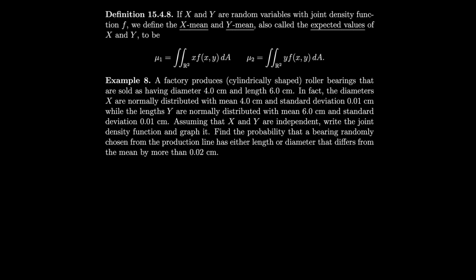A factory produces cylindrically shaped roller bearings that are sold as having a diameter of 4 centimeters and length 6 centimeters. In fact, the diameters x are normally distributed with mean 4 centimeters and standard deviation 0.01 centimeters, while the lengths y are normally distributed with mean 6 centimeters and standard deviation 0.01 centimeters. Assuming that x and y are independent, write the joint density function and graph it. Find the probability that a bearing randomly chosen from the production line has either length or diameter that differs from the mean by more than 0.02 centimeters.